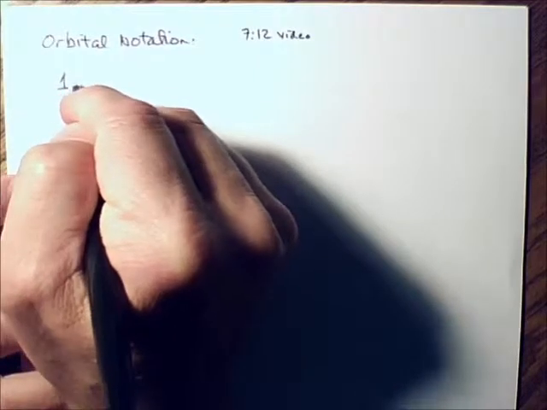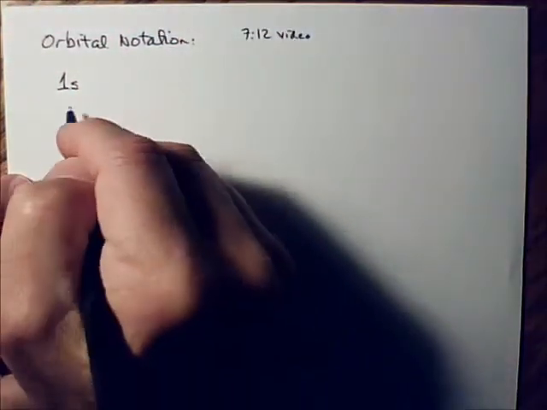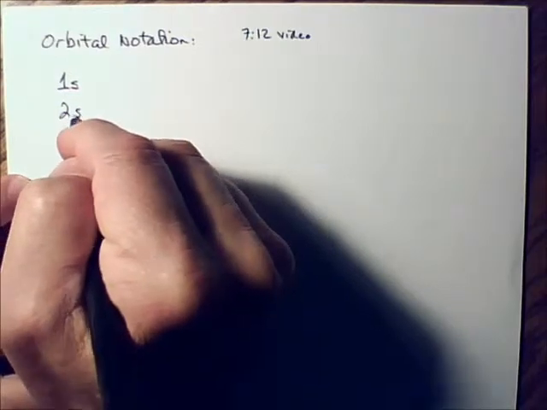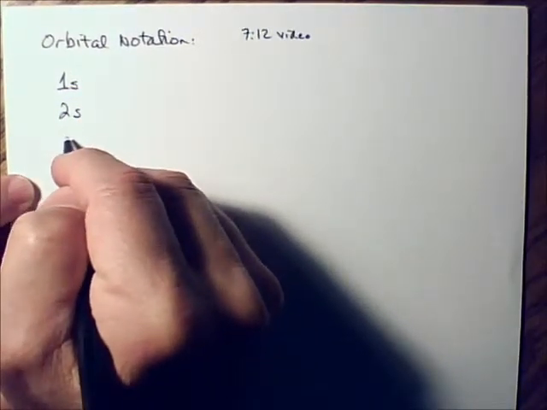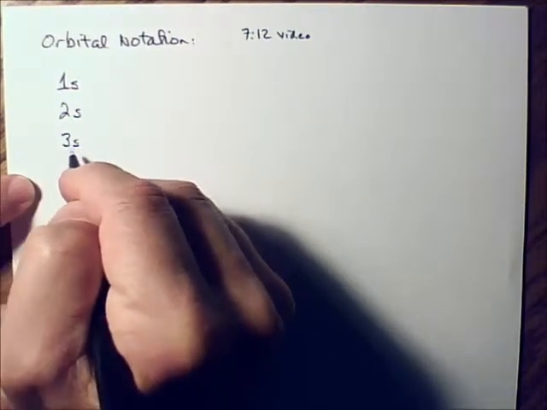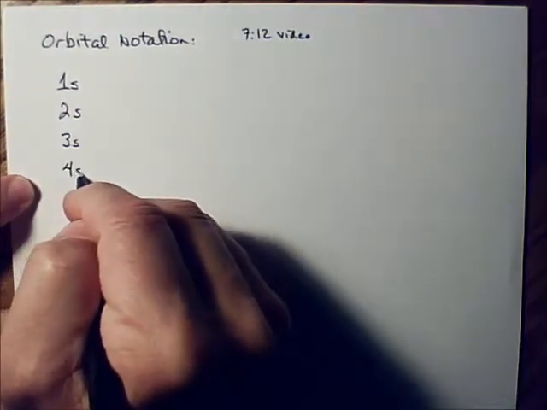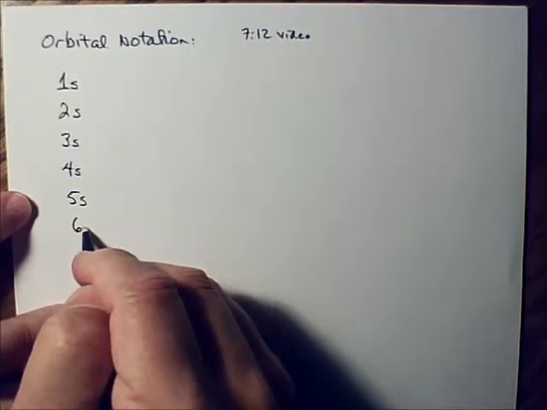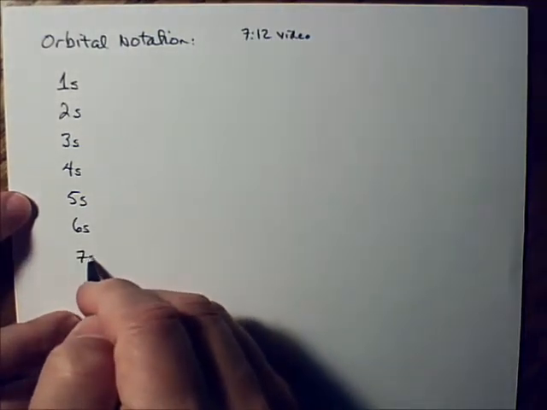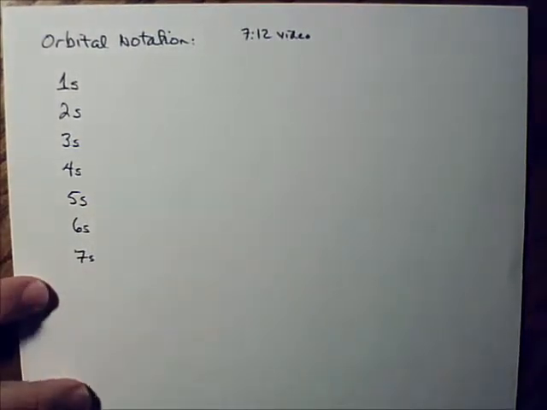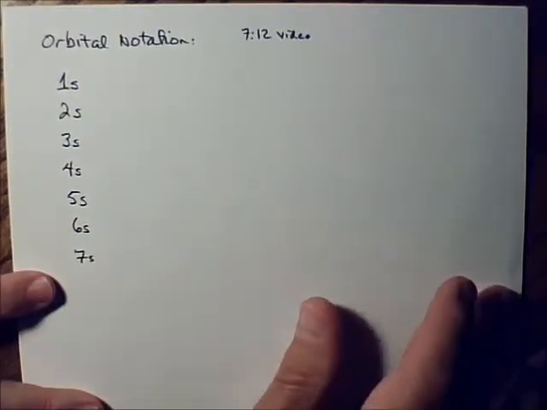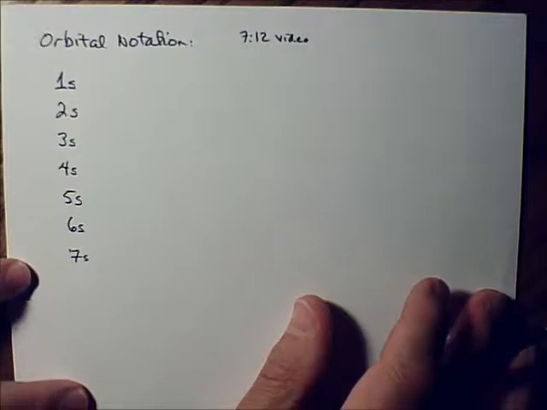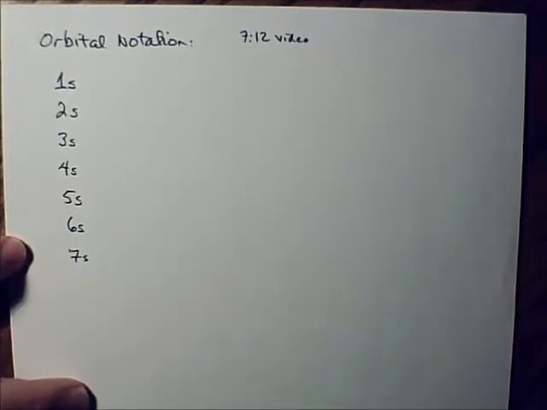Nice and neatly write 1s, and under that write 2s, and keeping it neat and evenly spaced, write 3s, 4s, 5s, 6s, and 7s. Yeah, it's kind of like writing on separate lines.